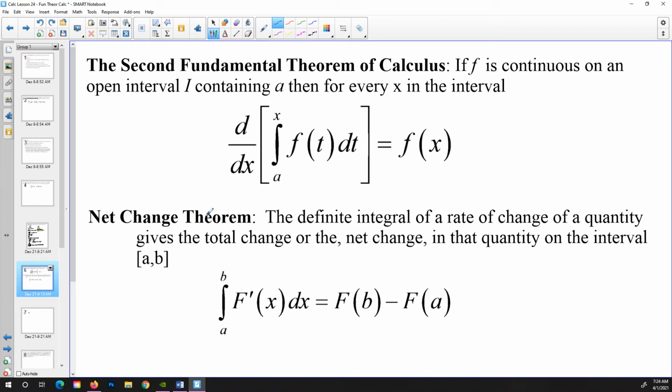The net change theorem reinforces the concept of the definite integral as an accumulator. And it says the definite integral of a rate of change of a quantity gives the total change or the net change in that quantity over the interval a to b. As a quick example, if you have a rate of change, which we might say as a velocity, over a given interval of time, then if you know what that velocity function is and do the integral of that, you can find the net change in distance over that interval of time.